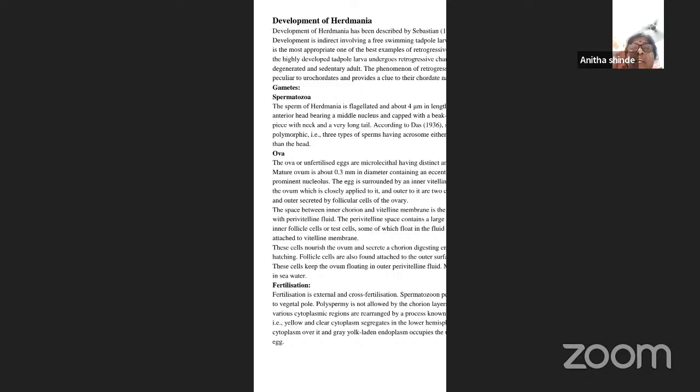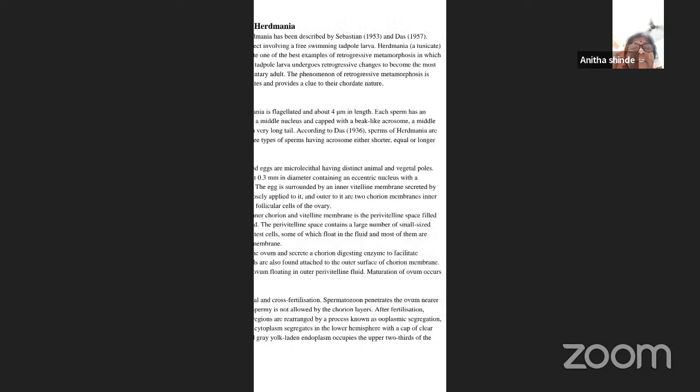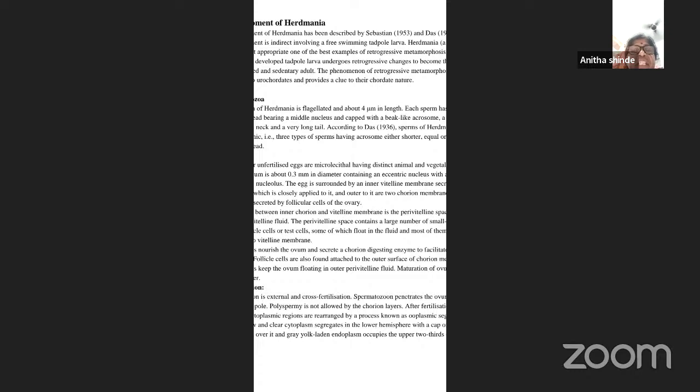And outer to it, you have 2 chorionic membranes, that is the inner membrane as well as the outer membrane, which are secreted by the follicular cells. Now, the space between the inner chorion and the vitelline membrane is called the perivitelline space, which is filled with a fluid called perivitelline fluid.